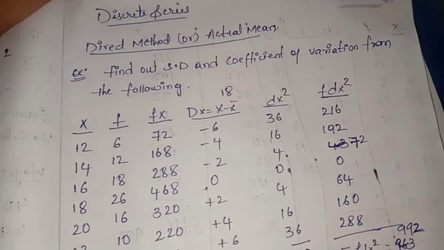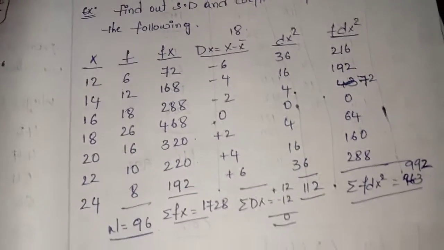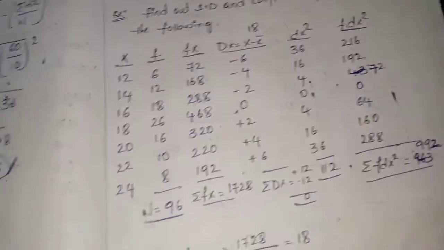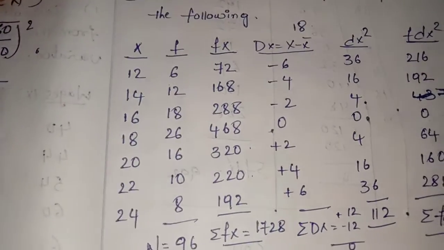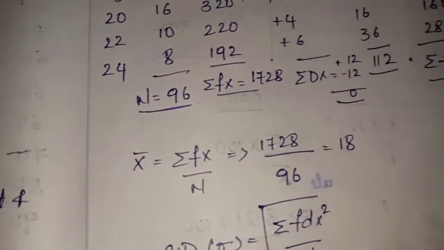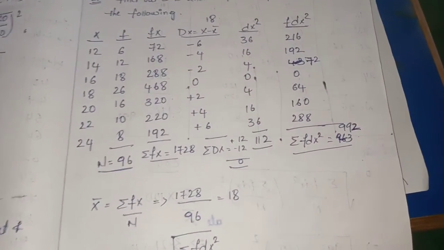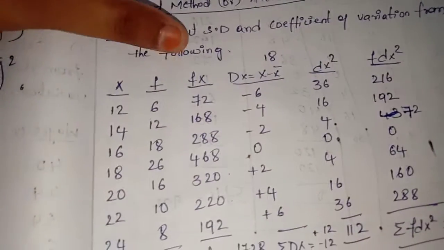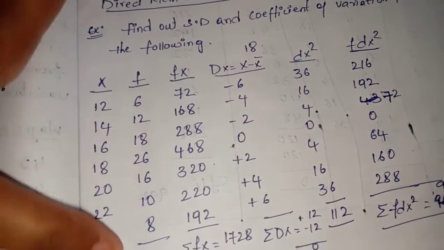Find out standard deviation and coefficient of variation from the following. Here the x values will be given as well as the f values. We have to find out the arithmetic mean, and the arithmetic mean formula is x bar equal to summation fx by n. Now we have to find out fx. So this is the x values and f values.